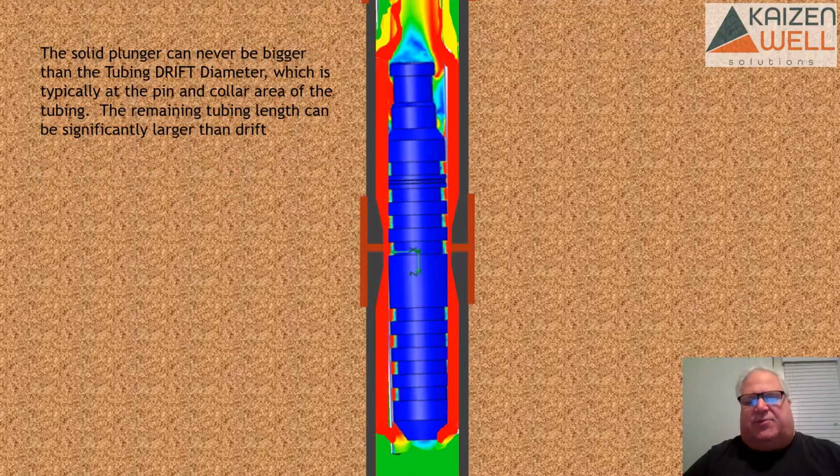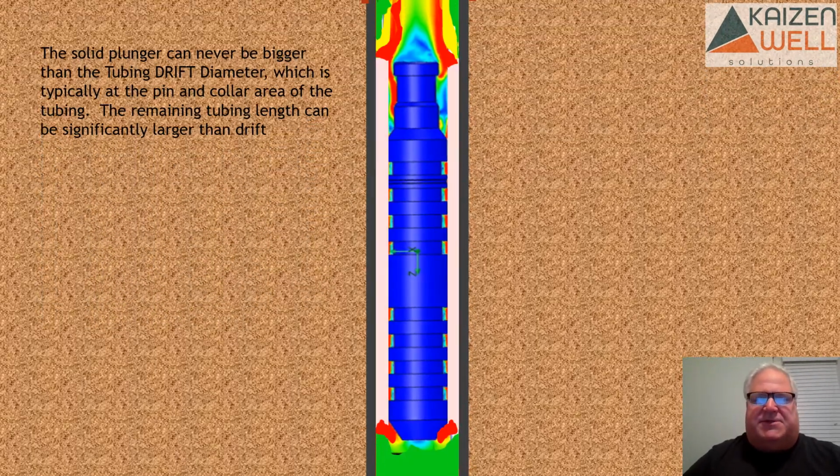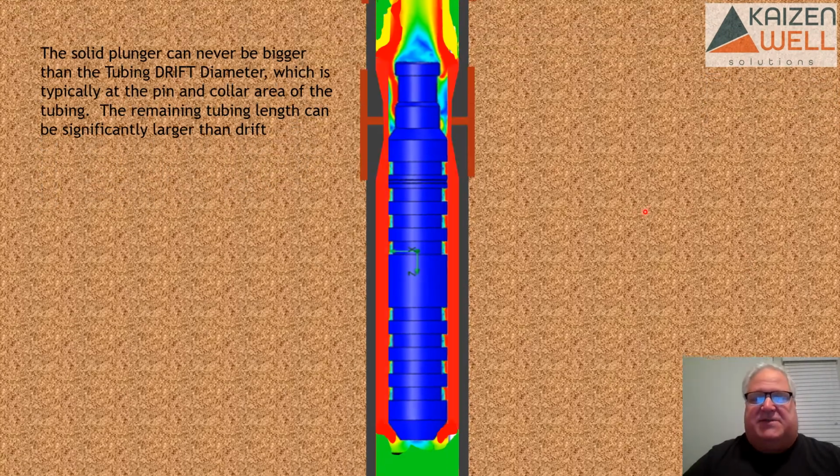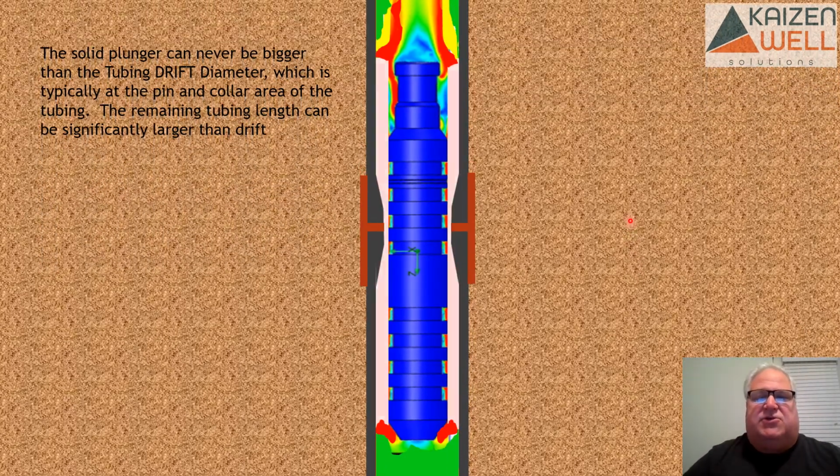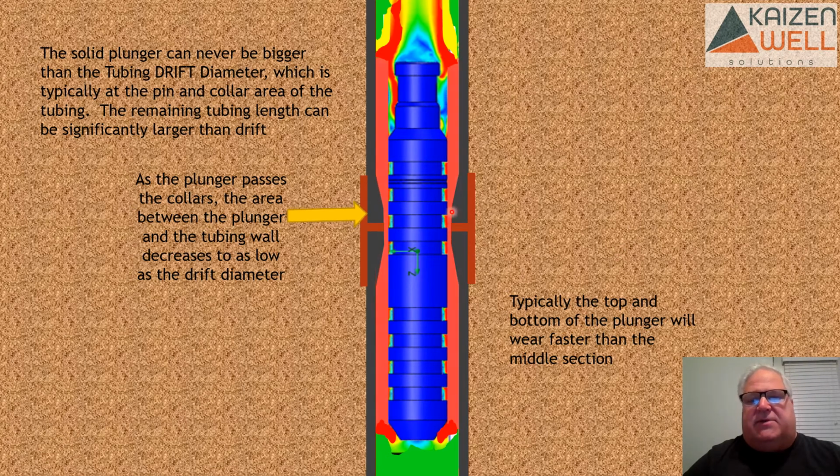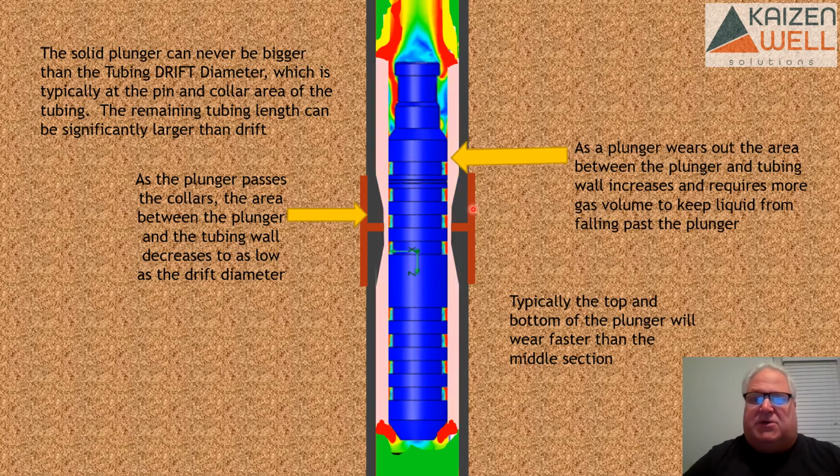Now, one of the things that's really important to know is that a solid plunger, a ring type plunger, can never be greater than tubing drift. If it's bigger than tubing drift, there's a good chance that it could get stuck. Typically, when you talk about tubing drift, it's the smallest area that should be in that tubing. So, for example, standard 2 3/8 tubing would have a drift of about 1.901 inches, and that's typically going to be in the collar area. So when the plunger tries to go between the two joints where the collar is, that's going to be around 1.901 minimum. So that's the size.